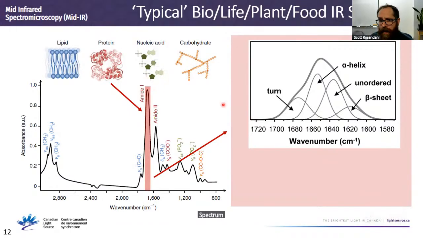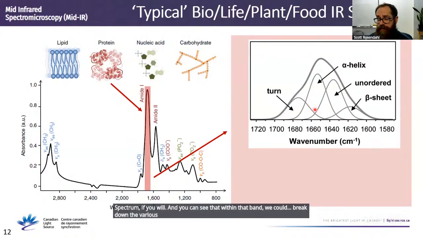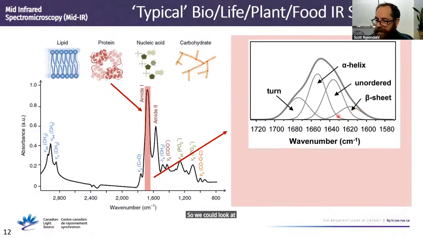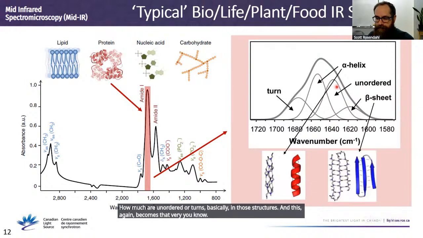spectrum, if you will. And you could see that within that band, we could break down the various structures of protein. So we're now looking at that secondary structure of proteins. So we could look at the beta sheet formation, the alpha helix formation, how much are unordered or turns basically in those structures. And this again becomes a very interesting idea when you start to analyze how certain diseases can affect these regions.